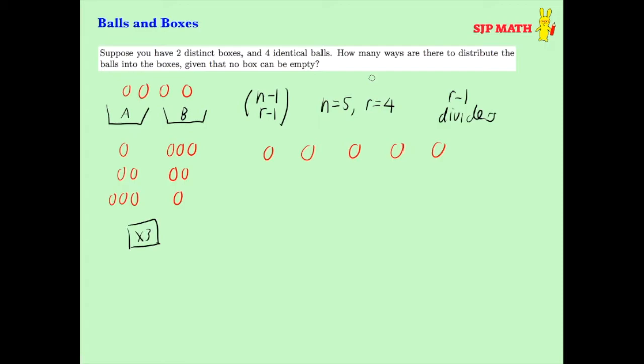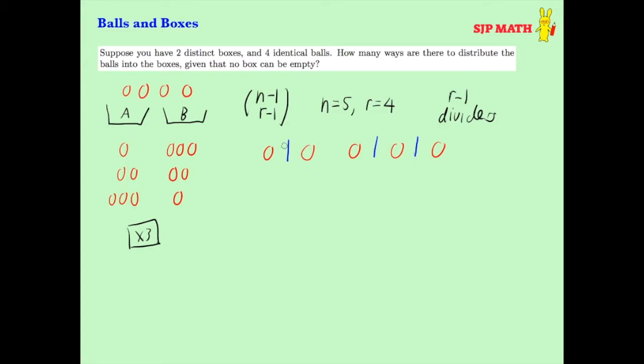Okay, I'm back. So we're going to use 3 dividers to divide these 5 balls into 4 groups. So we can go like that. If we go like that, then there's 1 ball in the first box, 2 balls in the second box, and 1 ball in each of the third box and fourth box. Neat.